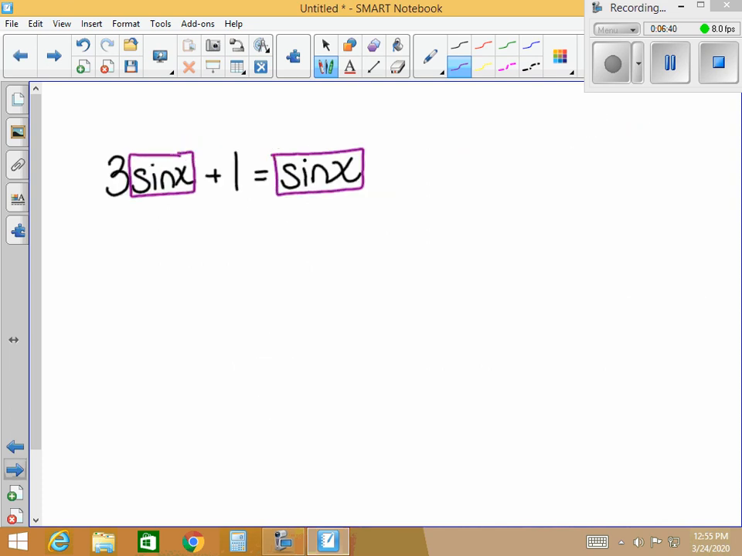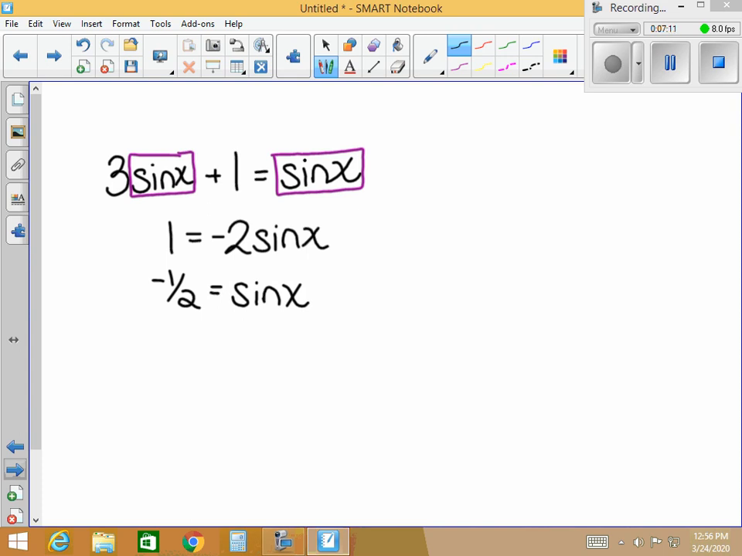So I could subtract, in black, 3 sine x from both sides and have 1 equals negative 2 sine x. Then if I want to solve for sine x, I divide everything by negative 2 and say, now I'm in charge of figuring out when the sine function is equal to negative 1/2.